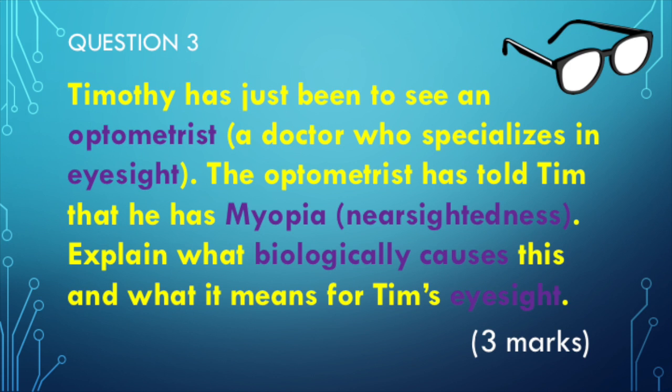Question 3. Timmy has just been to see an optometrist, a doctor who specializes in eyesight. The optometrist has told Tim that he has myopia, which is nearsightedness. Explain what biologically causes this and what it means for Tim's eyesight.